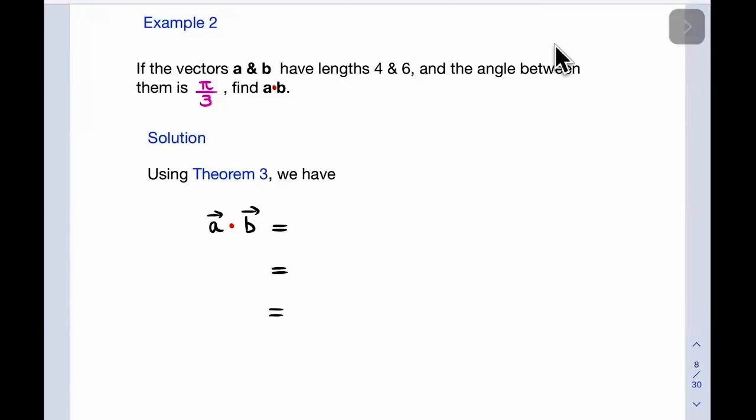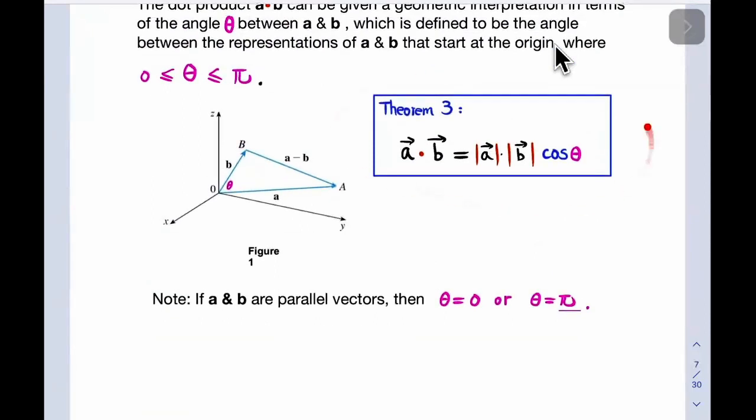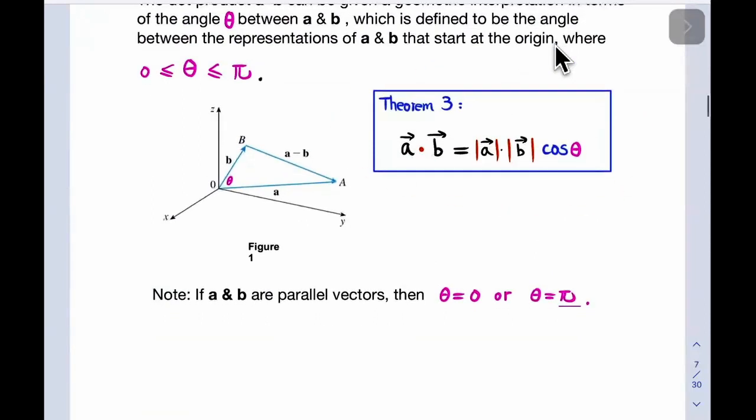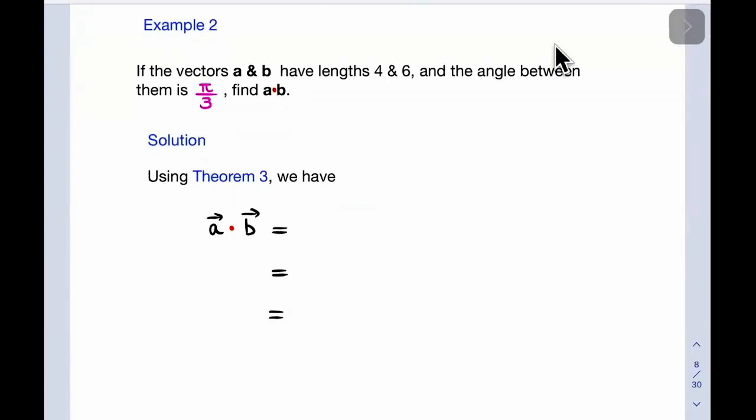Do you remember the theorem we just talked about? A times B times the same thing. Yes, the theorem is right here above. It says A dot B is the magnitude of the two vectors times cosine theta, where theta is the angle between them, and theta is between 0 and pi. Once we have this, we can calculate the dot product.